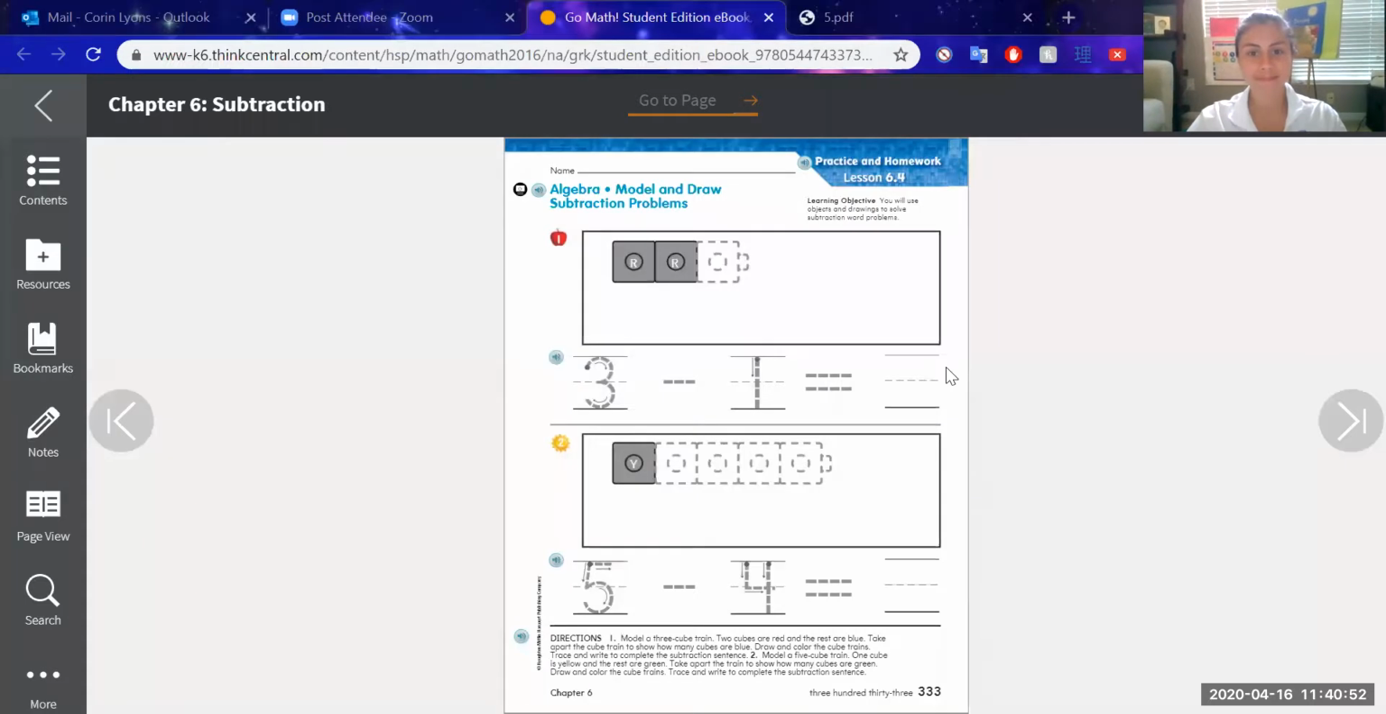Great job. Now we're going to move on to math. For math today, we're going to do some practice subtraction problems. We're going to look at the amount of cubes we have in all. Let's count together. 1, 2, 3. How many cubes do we have? That's right, we have 3. So write 3 on your paper.